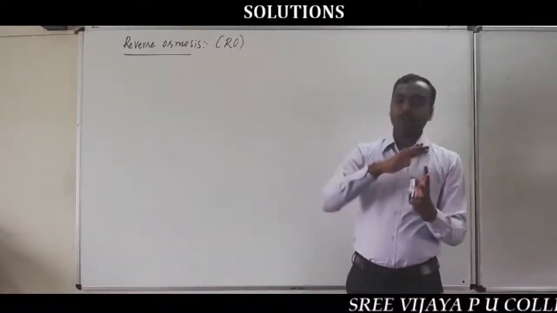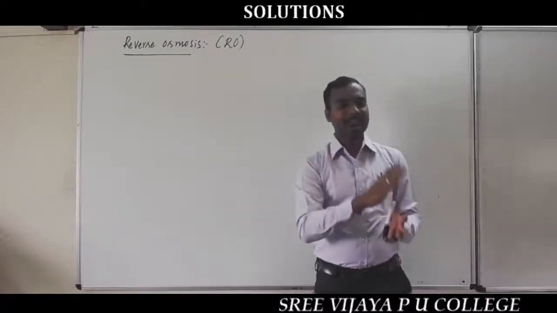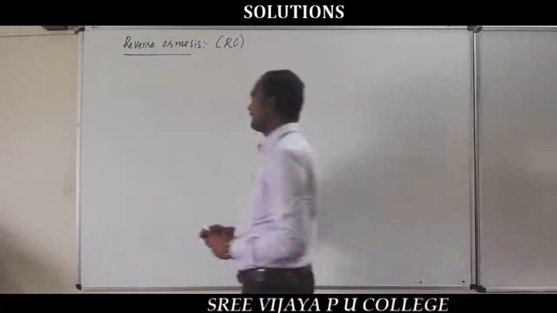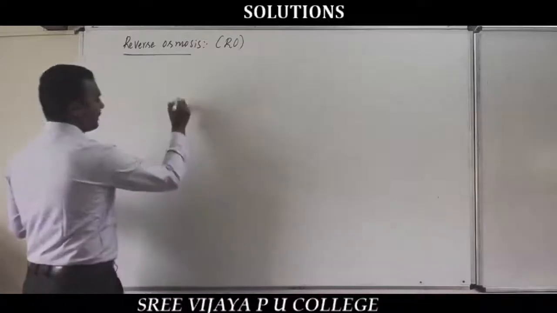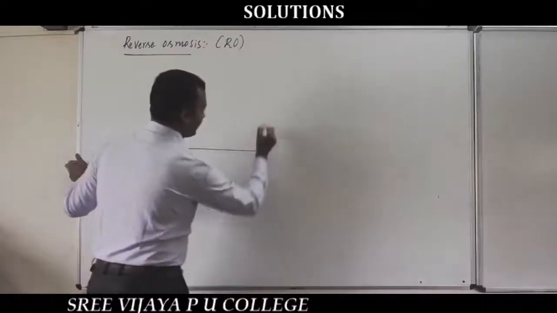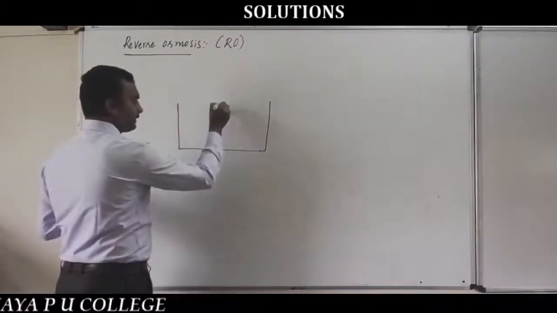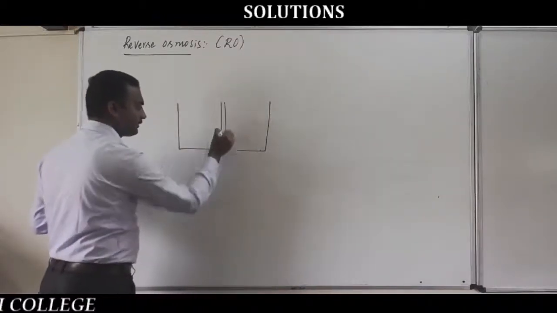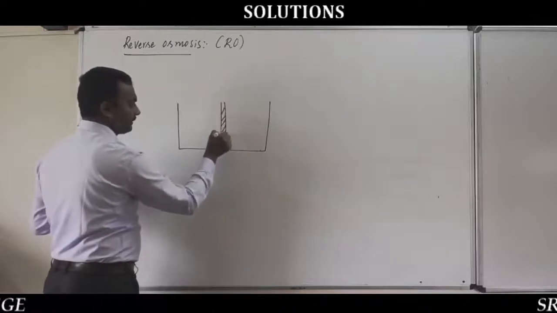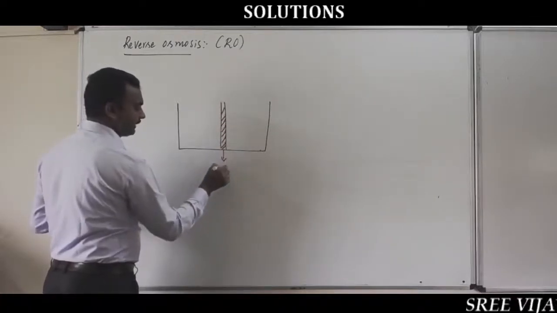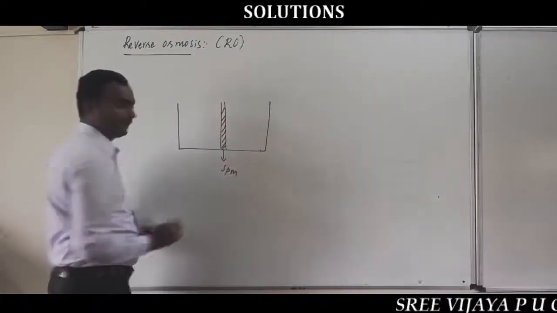And then we are going to reverse the direction of osmosis. So let me take a simple example. Here I am going to take a container. The container, make it as two compartments by using a semi-permeable membrane. So this is a semi-permeable membrane.